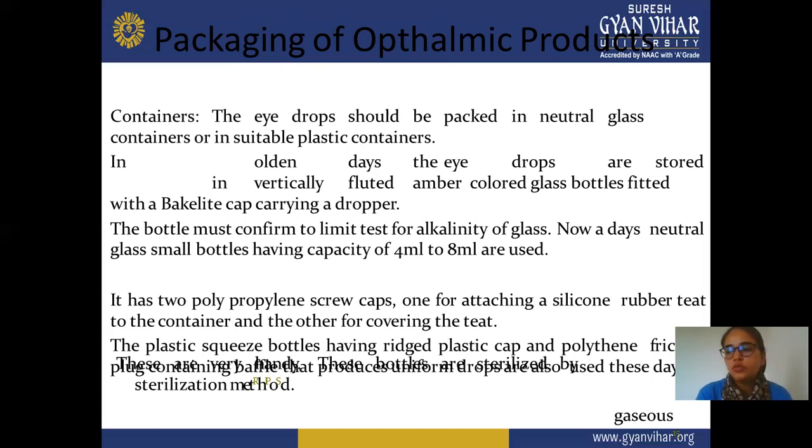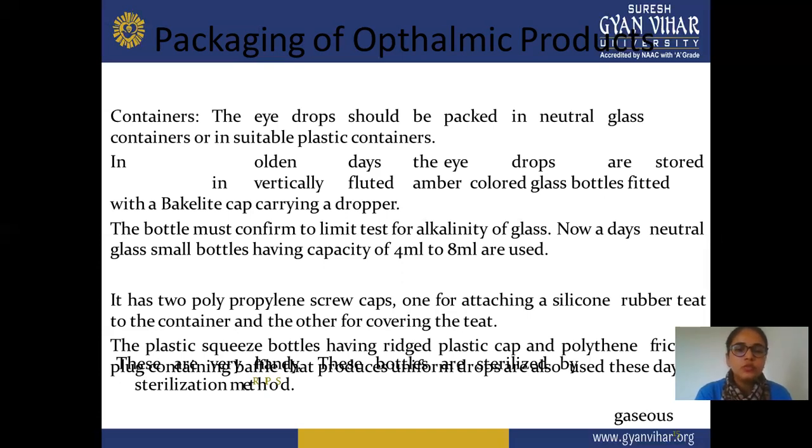and the dropper easily delivers the required amount or required drop of your formulation, and the bottle must conform to the limit test for alkalinity of glass. And nowadays, neutral glass bottles having a capacity of 4 to 8 ml are used. Means that bakelite bottle also requires some testing procedure. It should be free from alkalinity reaction or contamination. After that, you can use this bottle. But nowadays, we replace this bottle. Now we use neutral glass and plastic bottles, and these have more capacity. You can fill 4 to 8 ml of ophthalmic preparation in the container.